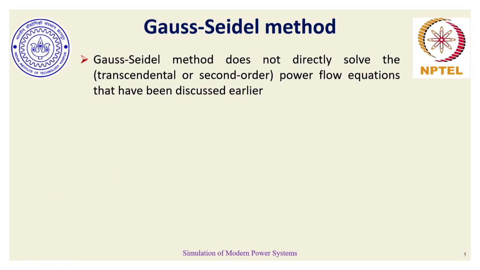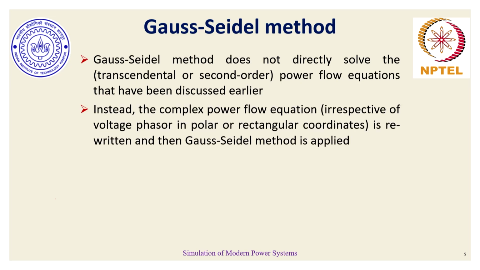So what does Gauss-Seidel method do? It doesn't directly solve the power flow equations, alpha and beta numbered equations that we saw in the previous slides. What it does is, it rewrites or reorients the power flow equation in a certain form, and then the method is applied to find the corresponding voltage magnitude or voltage phasors.